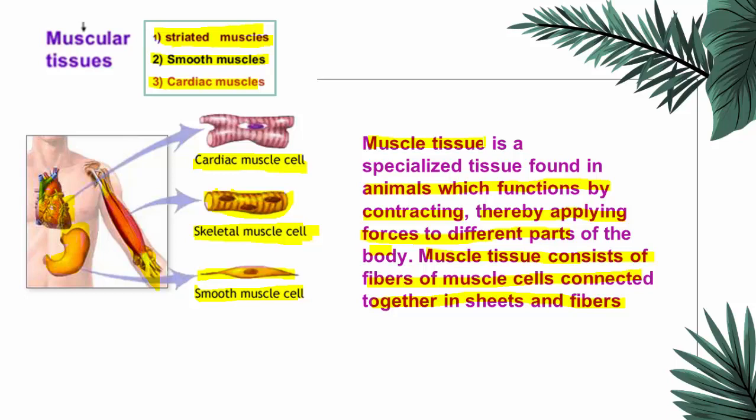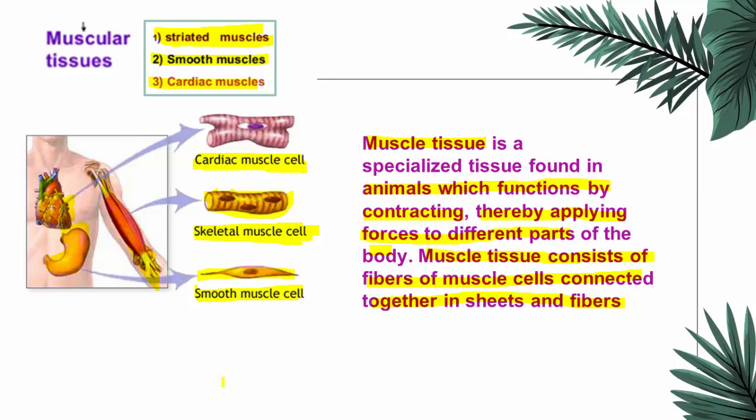So how many types of tissues are there in the animal body? Epithelial tissues mainly form the outermost covering. Connective tissues connect one part with another part. Then muscular tissues, the cells of the muscular tissues have the ability to undergo contraction and expansion, so that the entire movement of the body is executed with the help of muscular tissues. Remember here one important point: cardiac muscles are found only in the heart and they are involuntary in function.